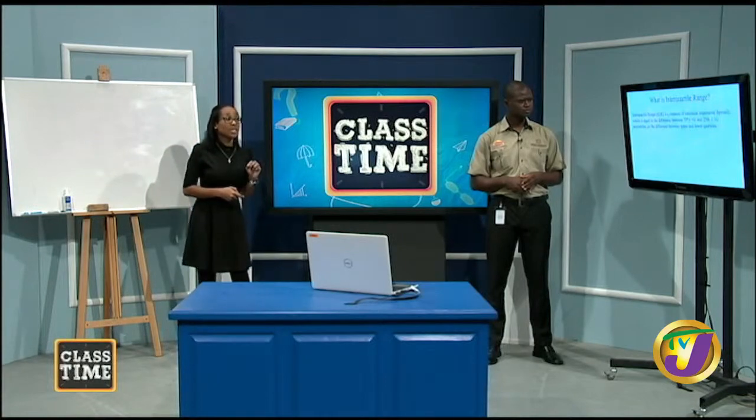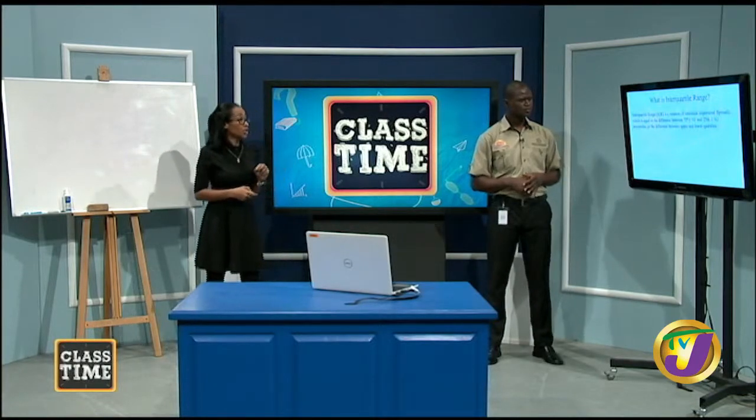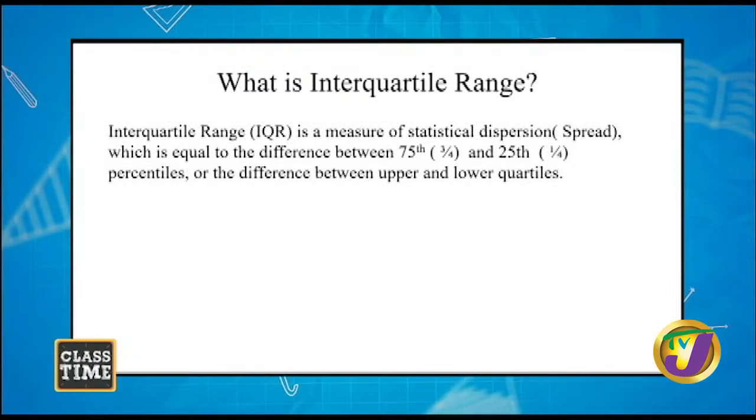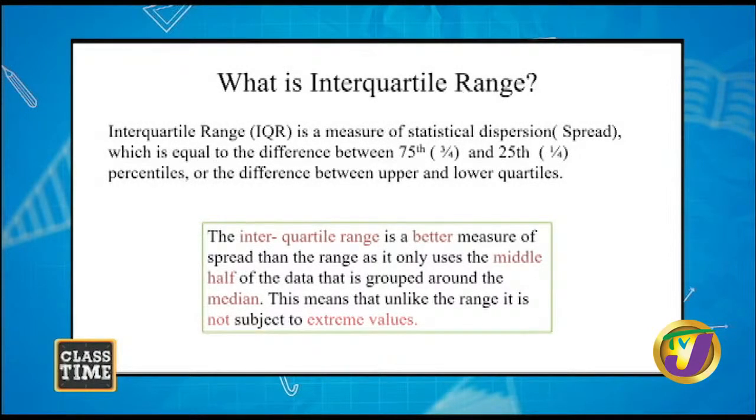The interquartile range is a measure of statistical dispersion, which is spread, which is equal to the difference between the 75th percentile, which is 3 quarters, and the 25th percentile, which is a quarter, or the difference between the upper and lower quartiles. The interquartile range is a better measure of spread than the range, as it only uses the middle half of the data that is grouped around the median. This means that unlike the range, it is not subject to extreme values.